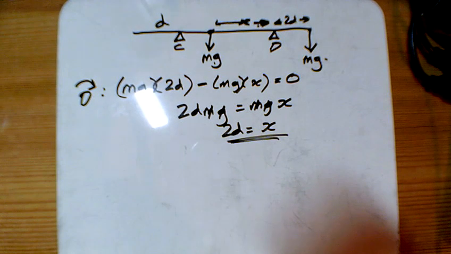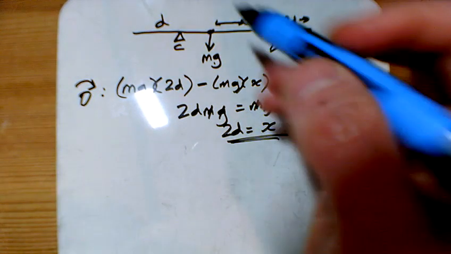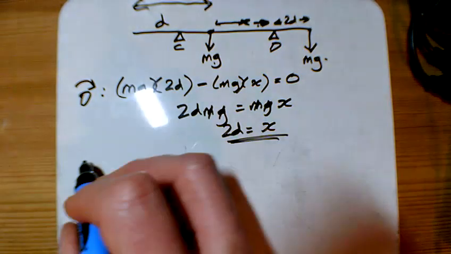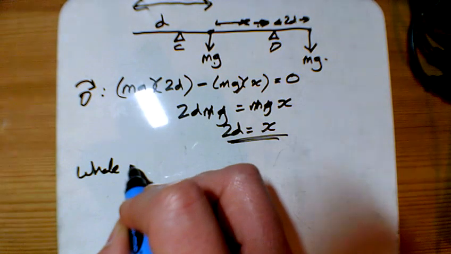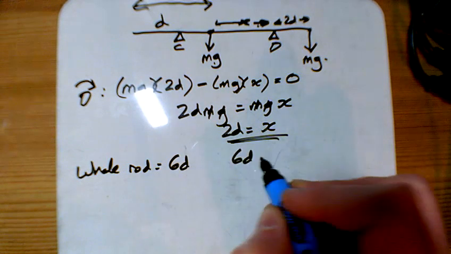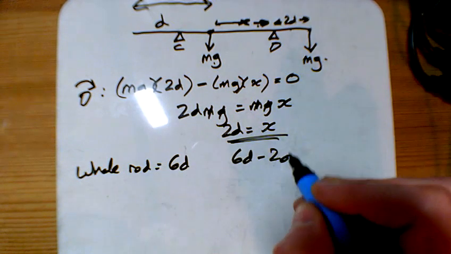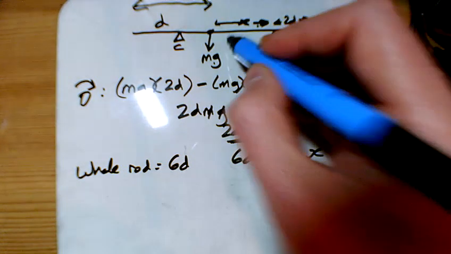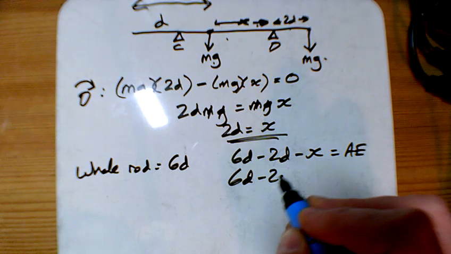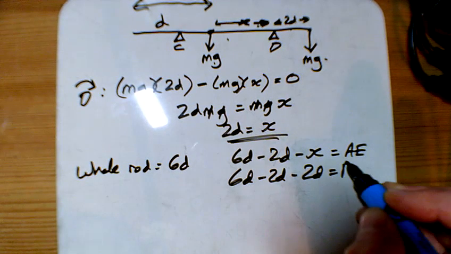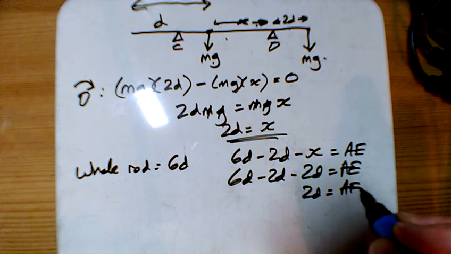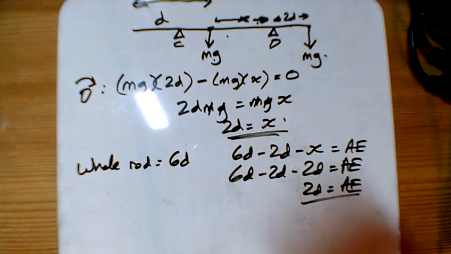Is that what we were asked? That wasn't what we were asked to find. We were actually asked to find there to there. But of course, the whole rod, it tells you, is 6d. So we've got 6d minus the 2d there, minus the x, equals the distance we want, A to E. And so we do have 2d. It's a bit confusing. I got 2D there and the answer was 2D.